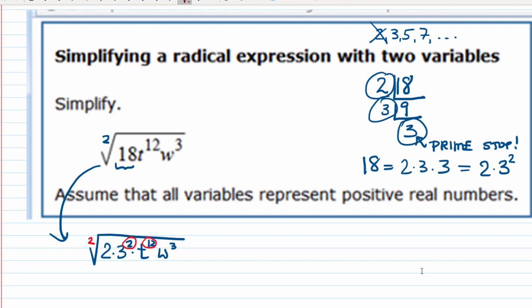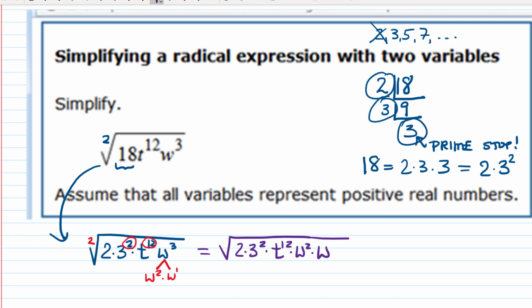So I'm going to break apart this w cubed into w squared times w to the first. Isn't it true that that's still 3 factors of w? So I'm going to think of this as the square root of 2 times 3 squared times t to the 12th times w squared times w, or you could write w to the first, but it's not necessary.